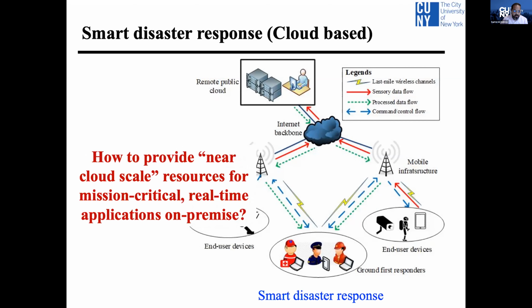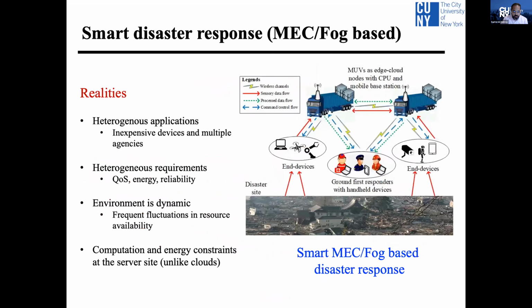So the challenge has been how to provide near cloud scale resources for mission critical and real-time applications on premise. Something which will give you the computation and energy resources that you require, but very, very close to the site, not even at the network edge, even closer. The solution that we are proposing, and which has been proposed by some other researchers as well, is a fog-based or mobile edge cloud-based disaster response.